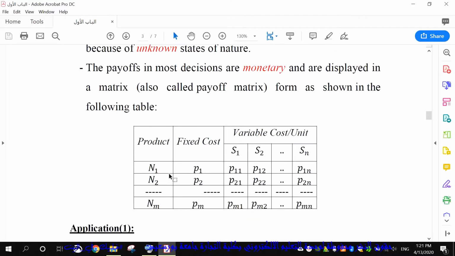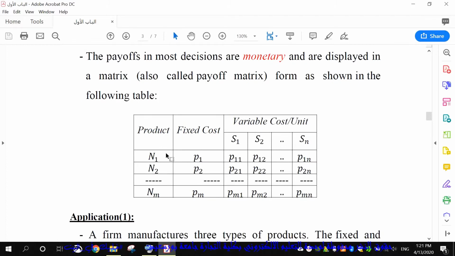It has the following form. Given the first column, the products, we have products of type N1 up to NM with fixed costs P1, P2 up to PM, and the different variable costs per unit according to the states of nature S1, S2, up to Sn. So we are given the variable cost for the state of nature S1, another variable cost in case of state of nature S2, and so on.